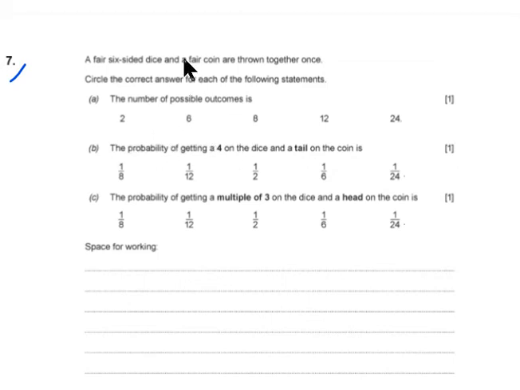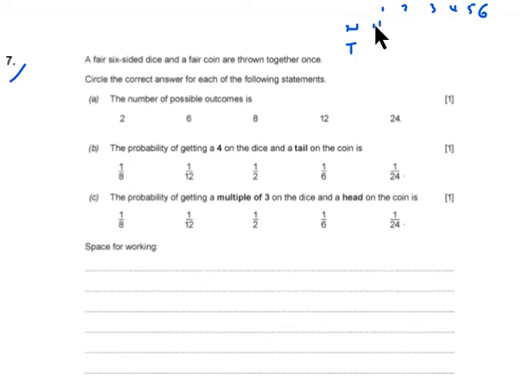Well, to systematically count the number of possible outcomes, I shall do a quick sample space diagram. So if I toss a coin, I can get a heads or a tails. If I roll a dice, I can get a 1, 2, 3, 4, 5 or 6.